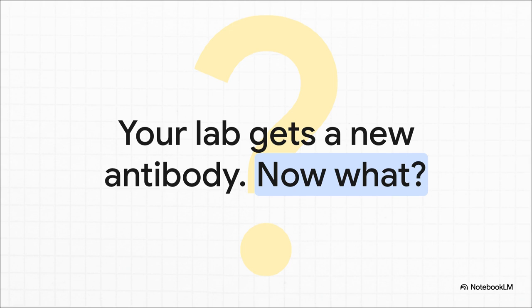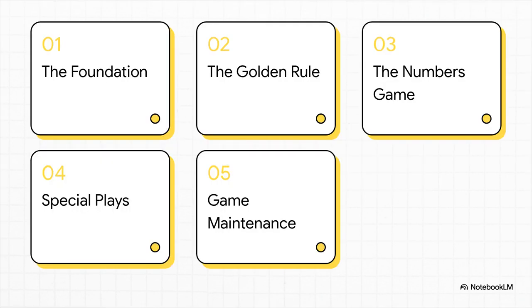So, let's walk through what you need to do to get that new reagent from the shipping box to a patient's slide. Here's how we're going to break it all down. First, we'll cover the foundation, the why behind all this. Then, we'll get to the new golden rule, 90% concordance. After that, we'll talk numbers, how many cases you actually need. We'll even cover some special plays for those tricky specimens. And we'll wrap it up with game maintenance, which is all about when you need to revalidate.